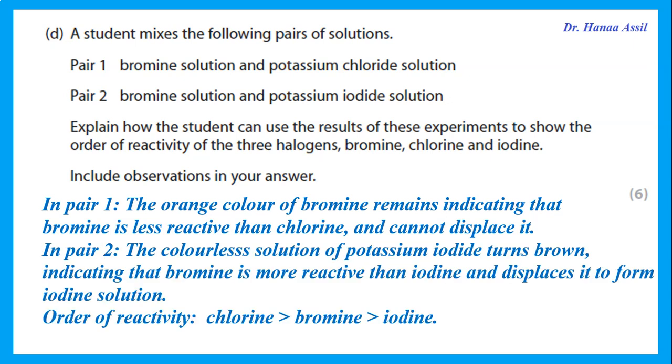But if we add pair 2, bromine is more reactive than iodine. So if we add it, it will displace the iodine, and what I have in solution now is iodine. So the colorless solution of the potassium iodide would turn to brown because iodine solution is brown, indicating that bromine is more reactive than iodine. So it displaces it to form iodine solution, and that means chlorine is more reactive than bromine, more reactive than iodine, because the question wants to show the order of reactivity of the 3 halogens.